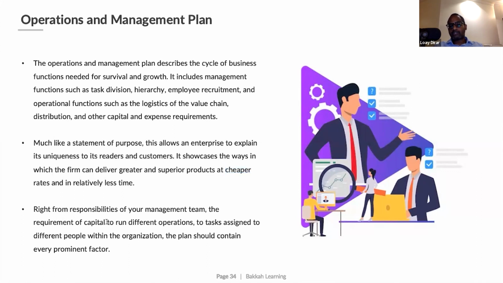And finally, from the responsibilities of your management team, the requirements of capital to run different operations, to the tasks assigned to different people within the organization, the plan should contain every prominent factor. So you need to make sure that you have the right budgeting plan that's going to cover all the expenses, starting from the salaries and going all the way down to rent, and even how you're going to furnish the office, how much it's going to cost you to buy the furniture, and to create the most motivating environment in which all the staff will work in a very friendly, cozy environment.